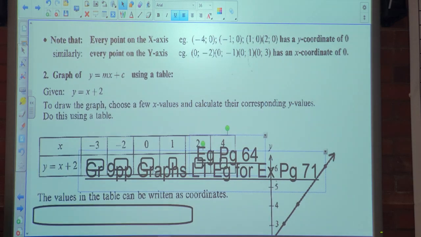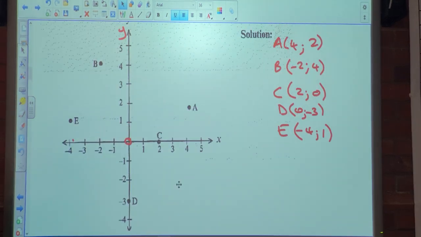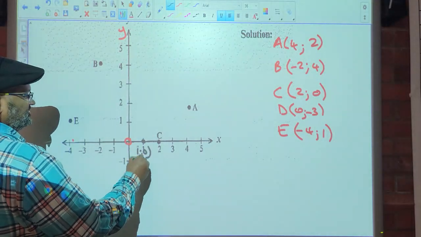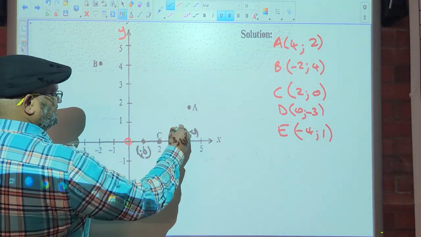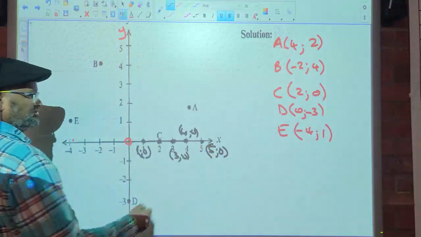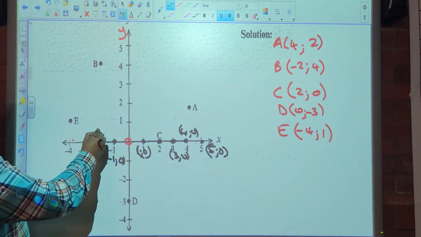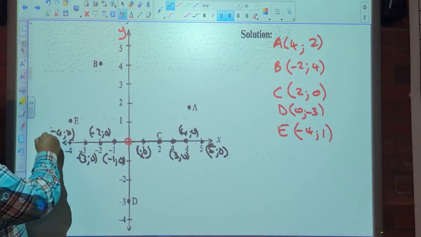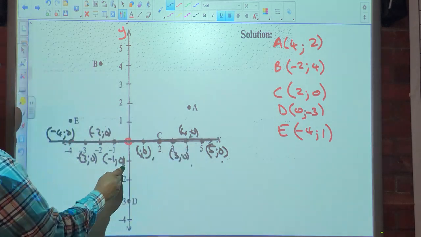Note that every point on the x-axis, for example -4 and 0, -1 and 0, 1 and 0, 2 and 0, has a y coordinate of 0. So what they are indicating here, this would simply be 1 and 0, 2 and 0, 3 and 0, 4 and 0, 5 and 0. Here is -1 and 0, -2 and 0, -3 and 0, -4 and 0. What do you notice? Anywhere on your x-axis, y is 0.